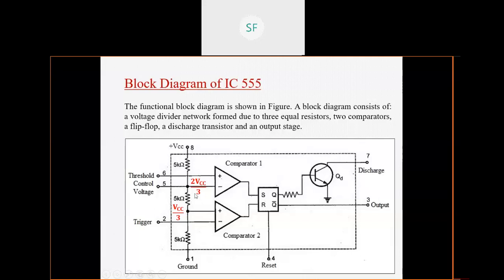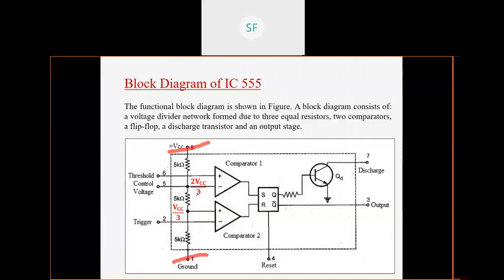Now what it means is that the complete voltage VCC is given across 3 resistors. That means if I measure the voltage between this point and this point, that is between VCC and ground, the total voltage will be VCC, right? Because VCC is given here. So the total voltage across pin number 8 and pin number 1 is VCC.